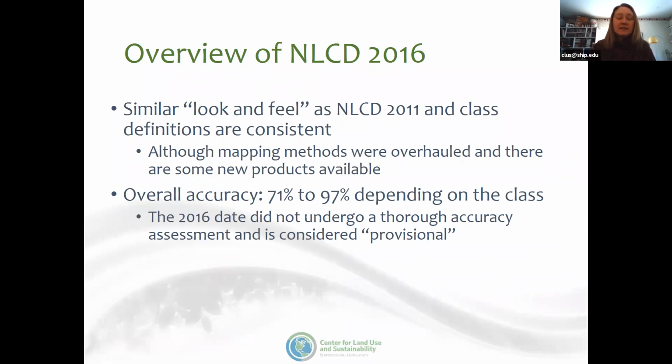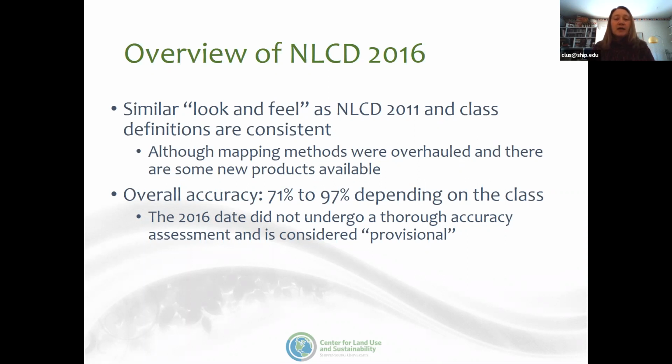So to get started with this comparison of national land cover data sets, first of all, in May of 2019, the USGS released the latest version of the national land cover data. And this is referred to as NLCD 2016. This new data product has a similar look and feel as the edition that we're used to working with, which is the NLCD 2011, because for the categorical land cover data products, the class definitions are consistent. However, the mapping methods have been completely overhauled, plus there's a few new products available with NLCD 2016.